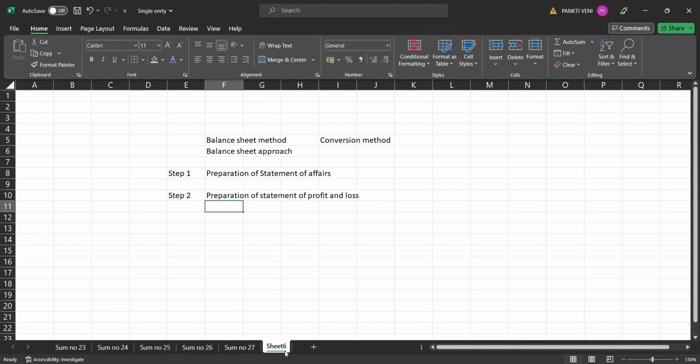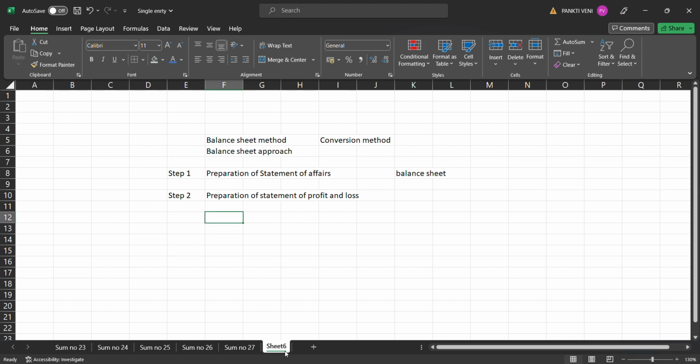Two-step answer. So statement of affairs means what? Here you are supposed to prepare a balance sheet. They'll not give you opening and closing balance of capital. You are supposed to prepare opening balance sheet and closing balance sheet to find out the opening balance and closing balance of capital. They'll give you all the details in the question, and accordingly you have to prepare the opening and closing balance sheet. That is your step 1. Step 2 is the statement of profit and loss account, which you are supposed to prepare. That format is also given in your module.